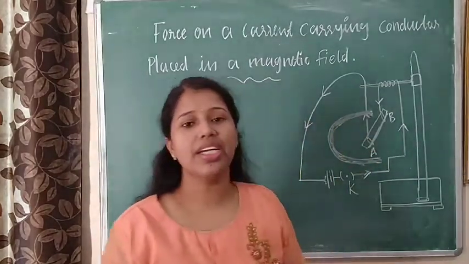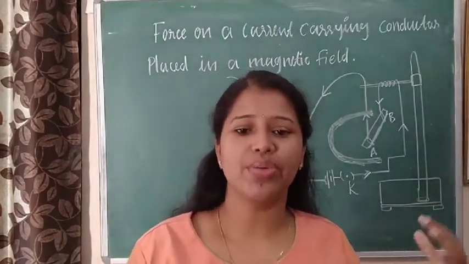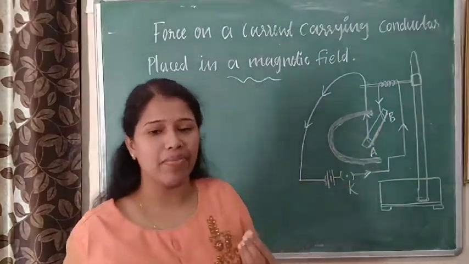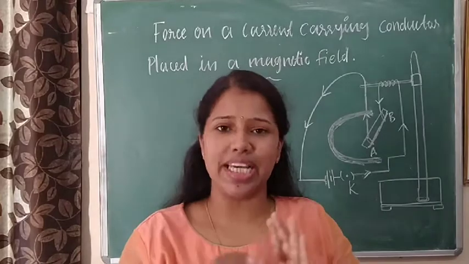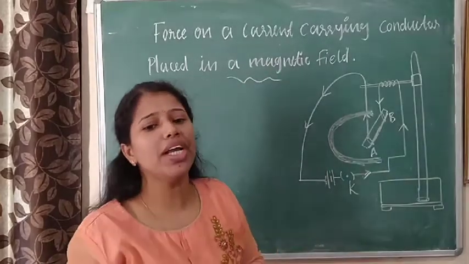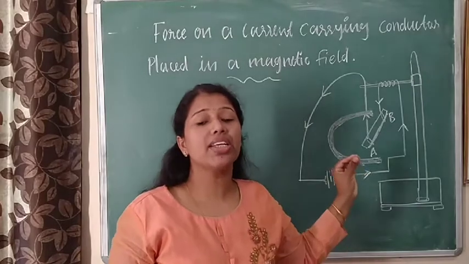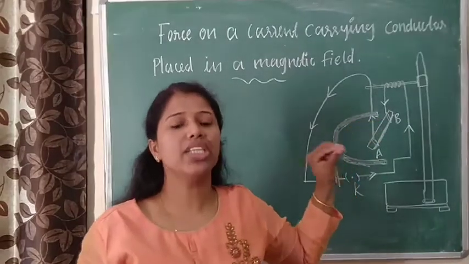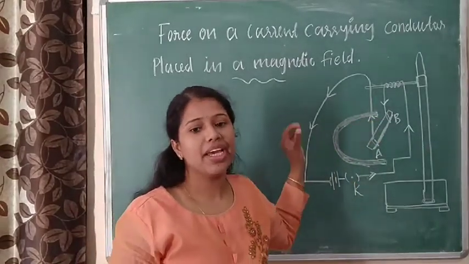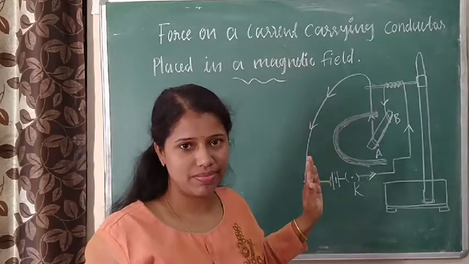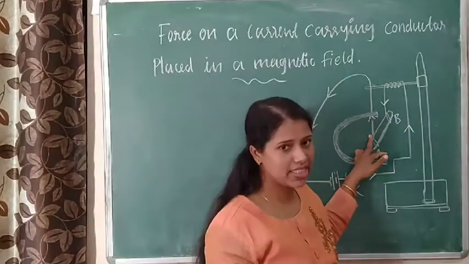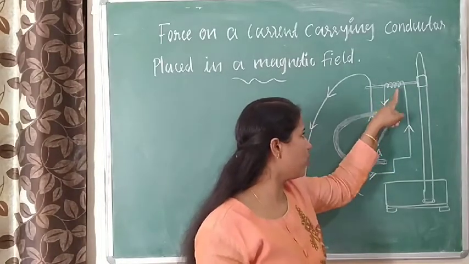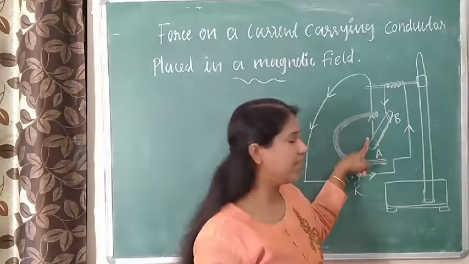First we have to take one aluminium rod, that is AB. It is about 5 centimeter. We take the aluminium rod AB using two connecting wires and suspend it horizontally from a stand. We connect one wire on this side and another wire on the other side.